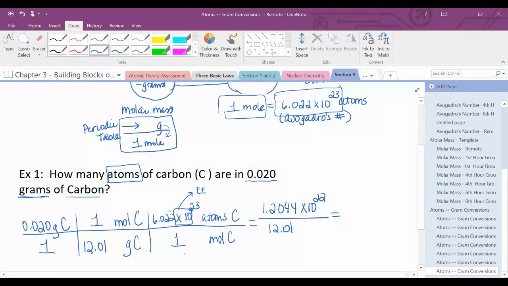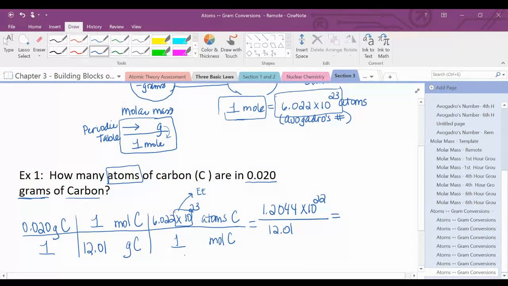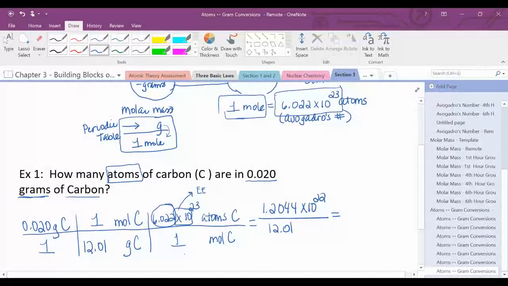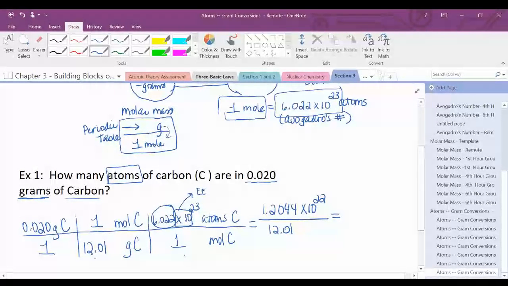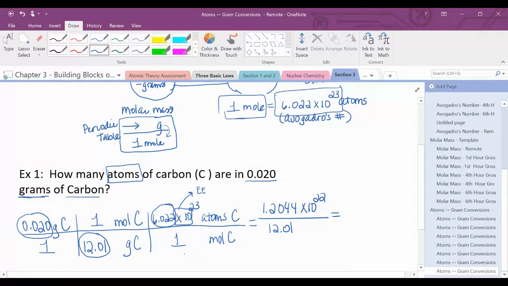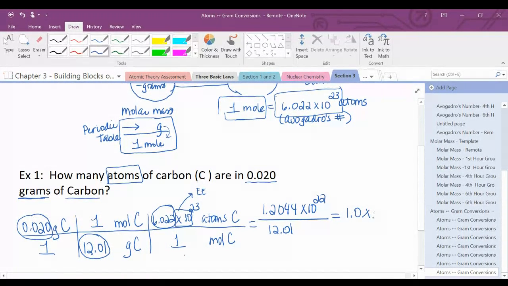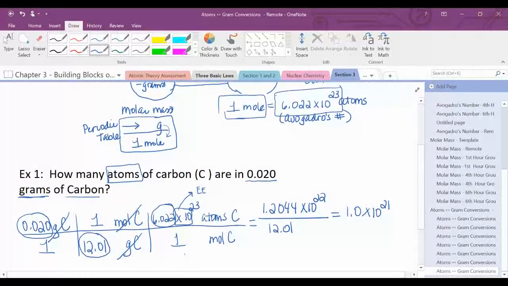Then this is the point where we round. Remember that with Avogadro's number, it's whatever is in front of the times 10 that is significant, so that has 4 sig figs. The molar mass has 4 sig figs. My given, however, only has 2, since leading zeros are never significant. So your answer should be 2 sig figs, and you should have 1.0 times 10 to the 21st. For units, my grams of carbon canceled and my moles of carbon canceled, so this is atoms of carbon. There's my problem number 1.